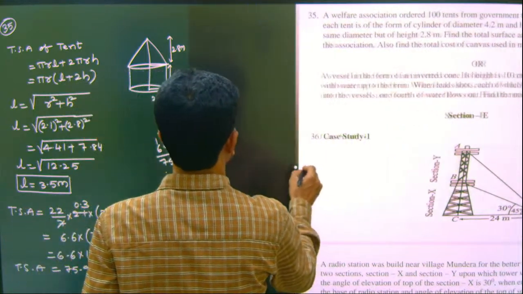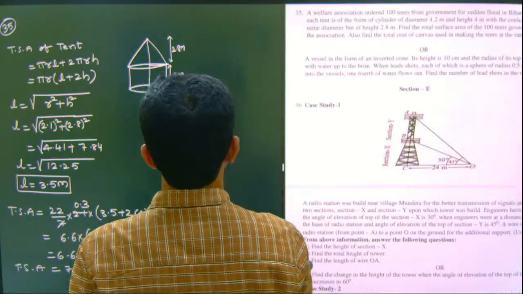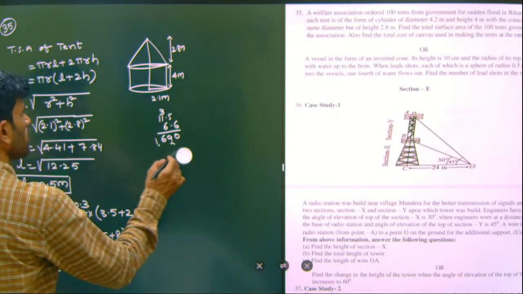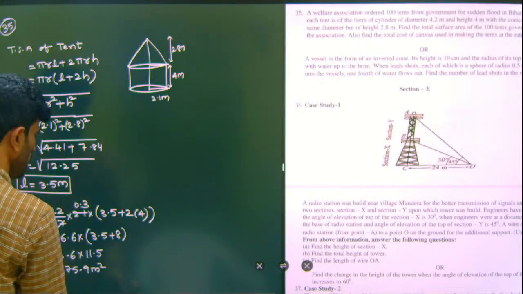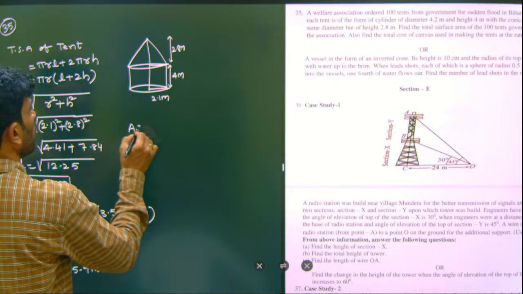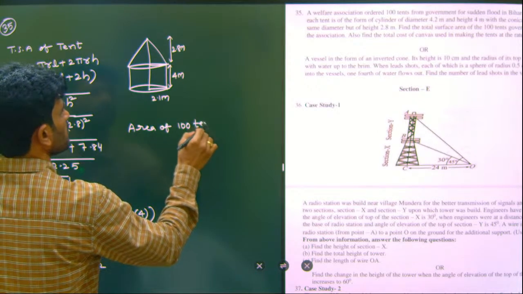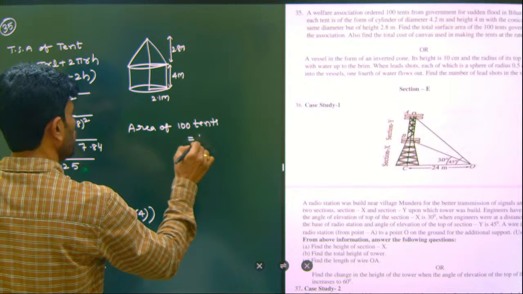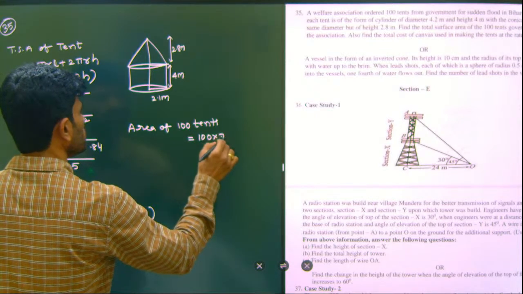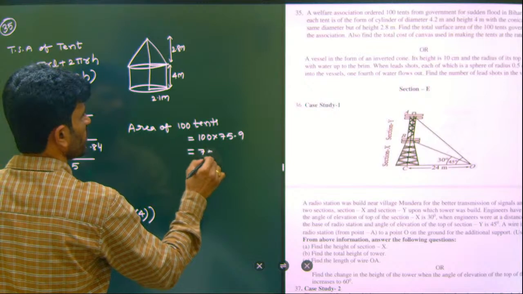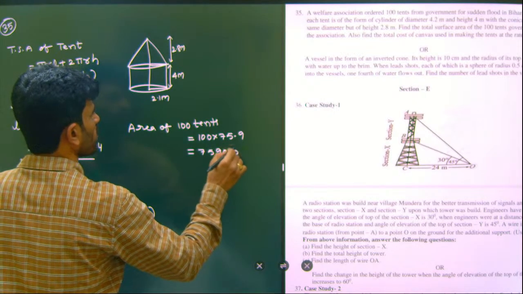They said that there are 100 tents. Then the area of 100 tents is equal to 100 into 75.9, which is equal to 7590 meter square.